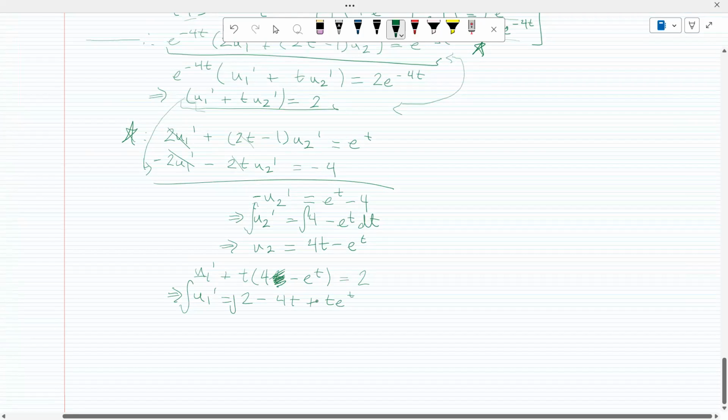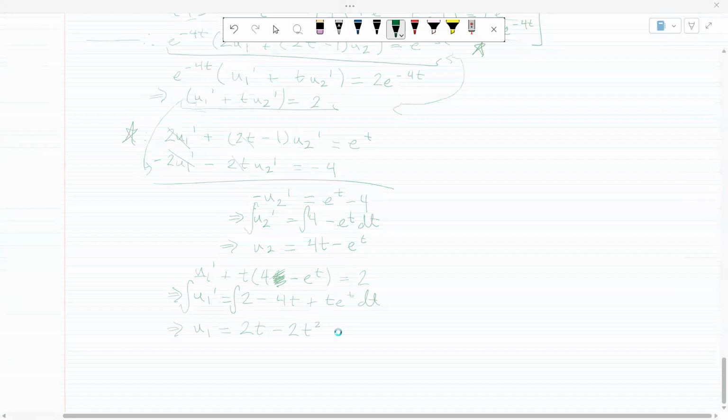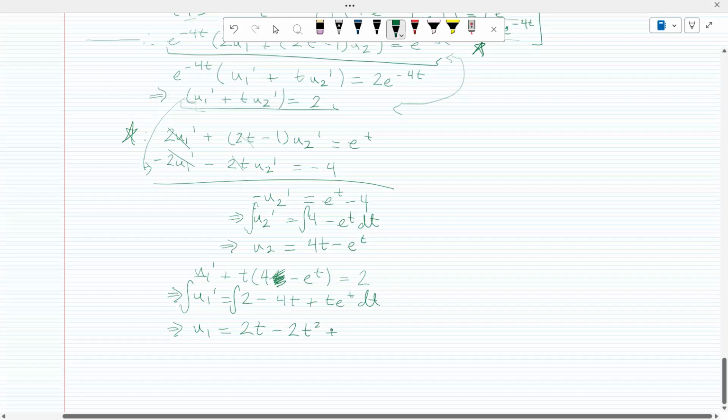Then again, we take the integral on both sides, and we get u1 is equal to 2t minus 2t squared plus t e to the t minus e to the t. OneNote is loading.